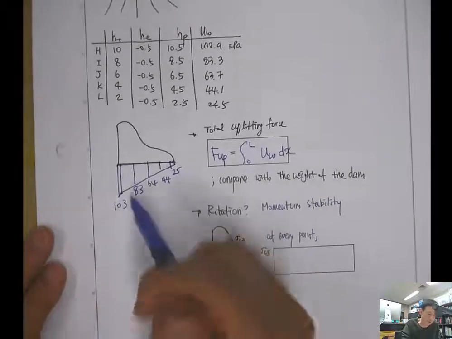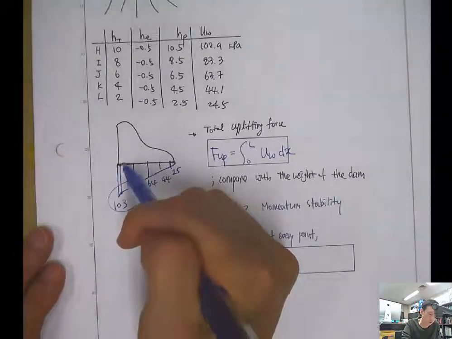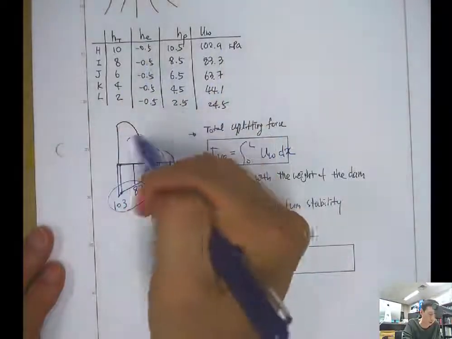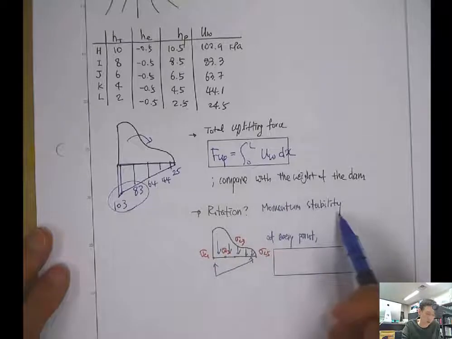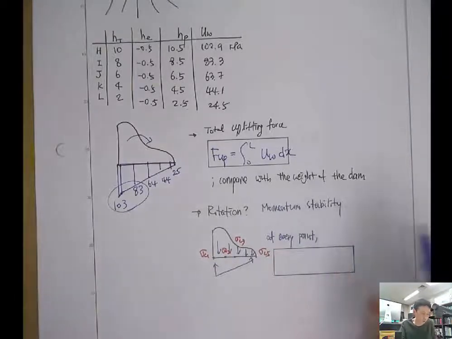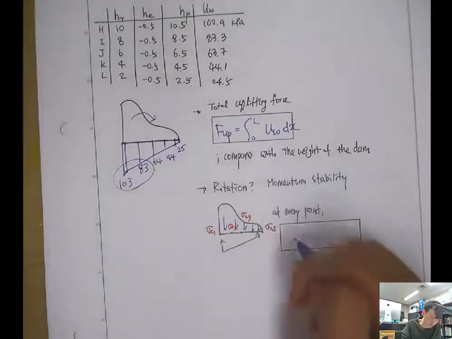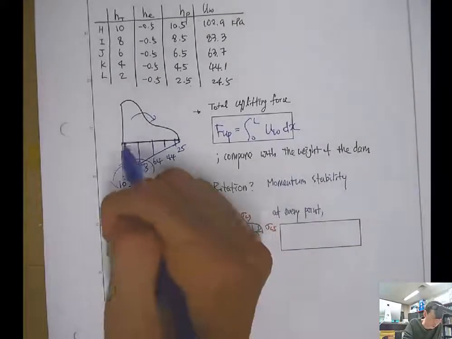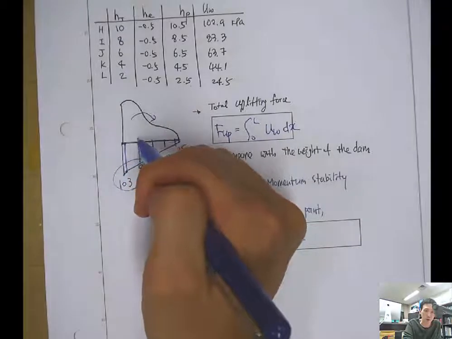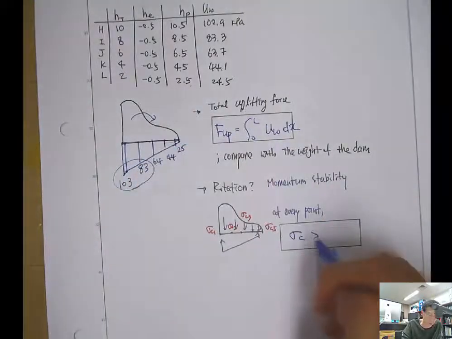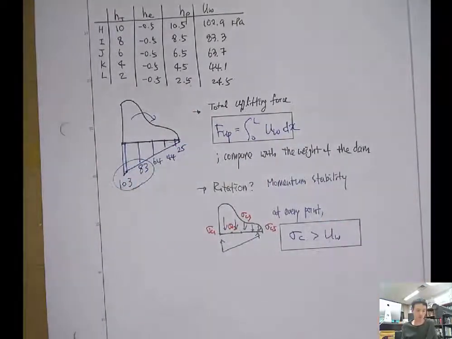What about the rotation? So here the force is bigger, so then it can rotate in this direction, right? And we have to check the moment stability. To check the moment stability, at every point along the length, we have to make sure that the stress because of the weight of the dam is bigger than the pore water pressure. So then you will be safe against the rotational failure. Okay.